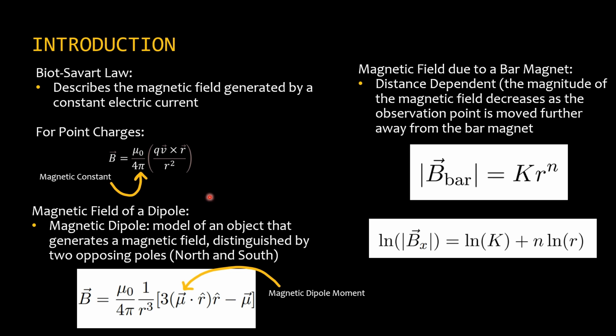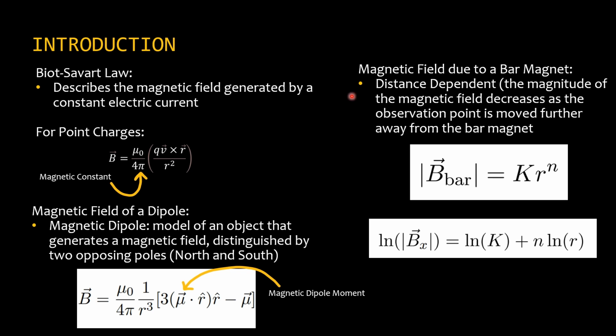And then the magnetic field of a dipole. The magnetic dipole is a model of an object that generates a magnetic field distinguished by two opposing poles, north and south, and this equation right below here is just the general form for finding the magnetic field of a dipole. The most important part is this mu right here, which is the magnetic dipole moment.